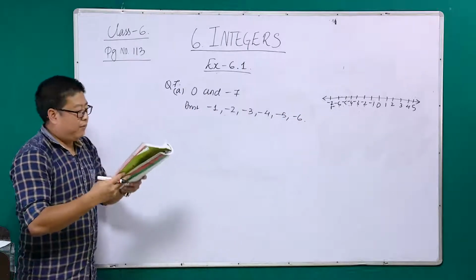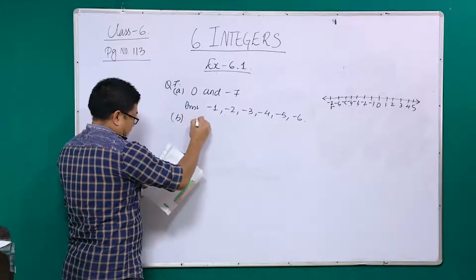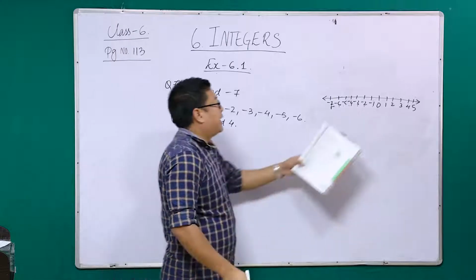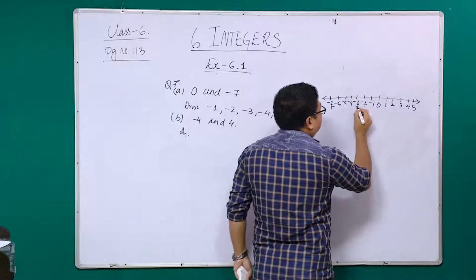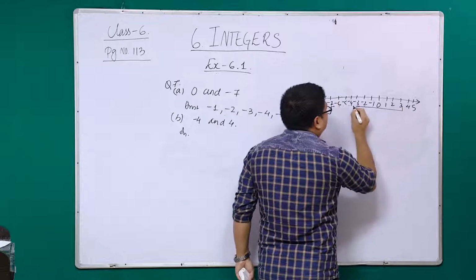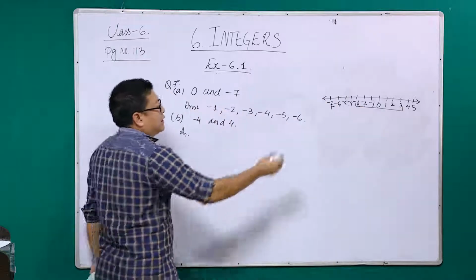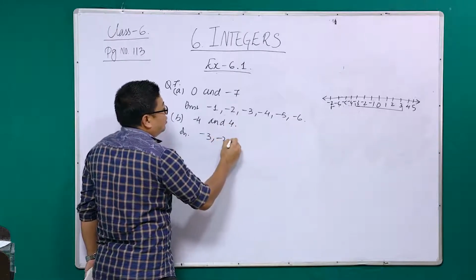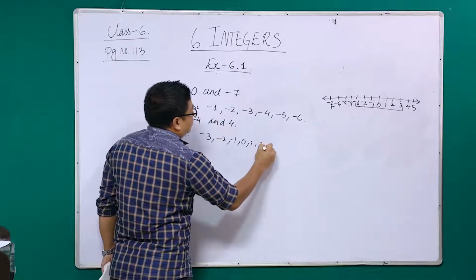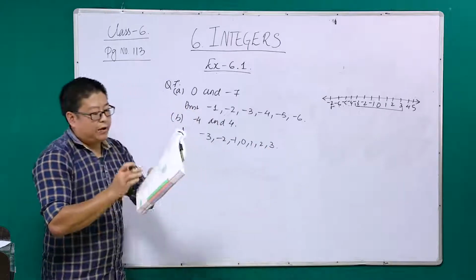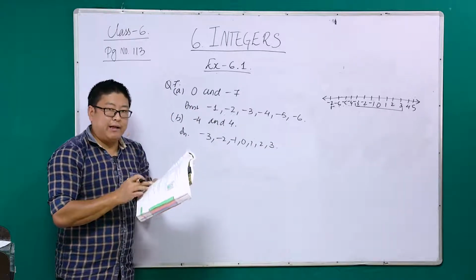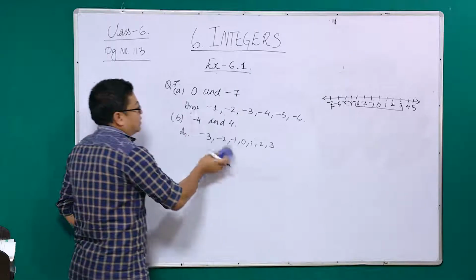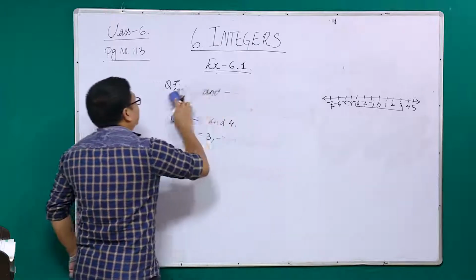So similarly for B, minus 4 and 4, between minus 4 and 4. If you look at this number line, you can see that from minus 3 till 3. These are the numbers between minus 4 and 4. So you will write minus 3, minus 2, minus 1, 0, 1, 2, 3. So similarly, you can try C and D. It is all the same. Draw a number line and you will be able to identify the numbers. So this is all about question number 7.